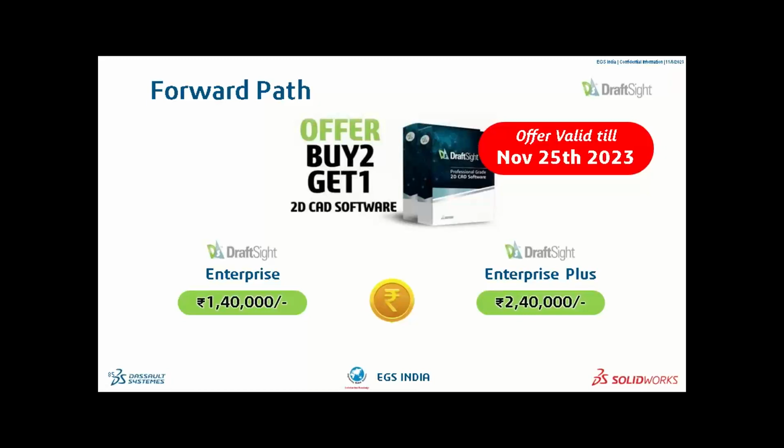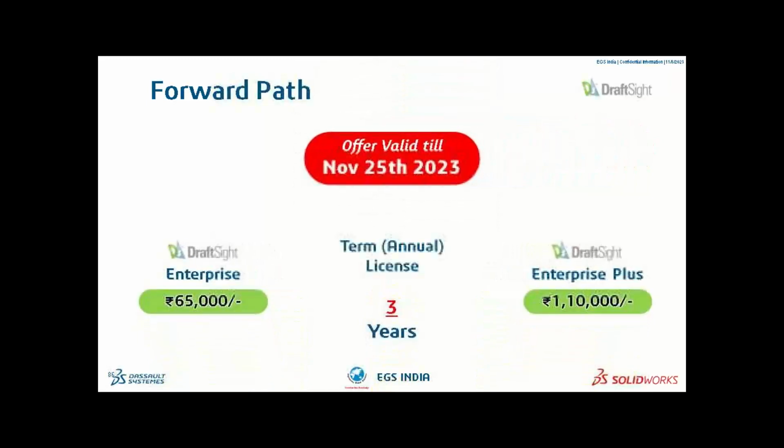Next slide please. Relating to the term licenses, the offer is available for up to 3 years. For DraftSight Enterprise for 3 years, the value is around 65,000, and for Enterprise Plus it is 1,10,000. So you can proceed with the offer pricing. This offer is valid till November 25th, 2023.